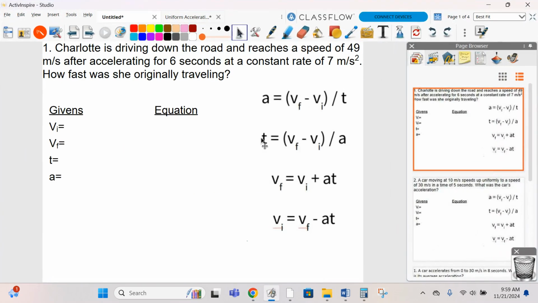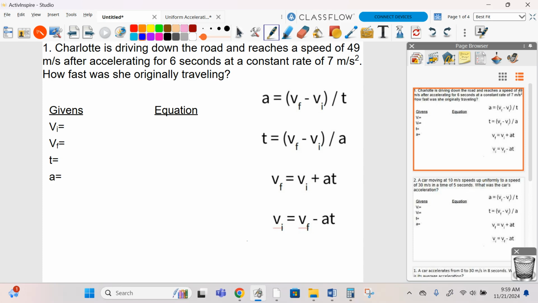And I have this over here. Okay. Charlotte is driving down the road, reaches a speed of 49 meters per second after accelerating for 6 seconds at a constant rate of 7 meters per second squared. How fast is she originally traveling?